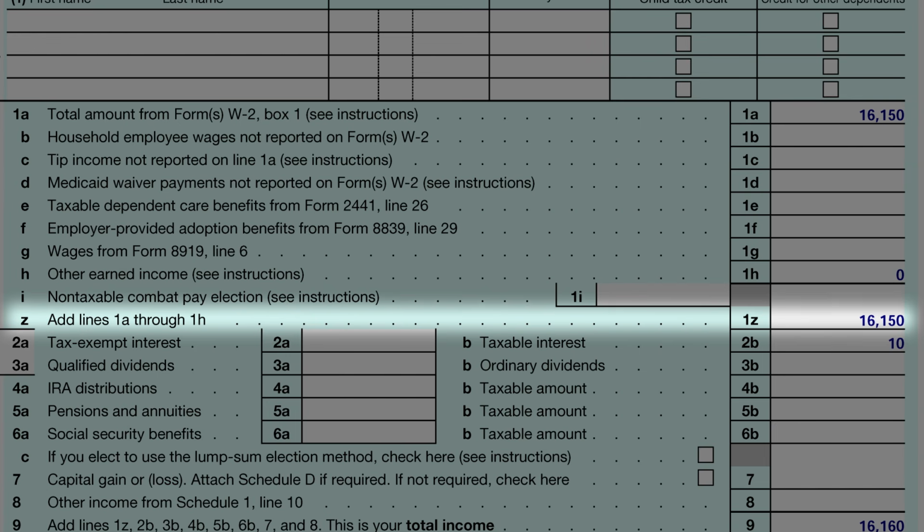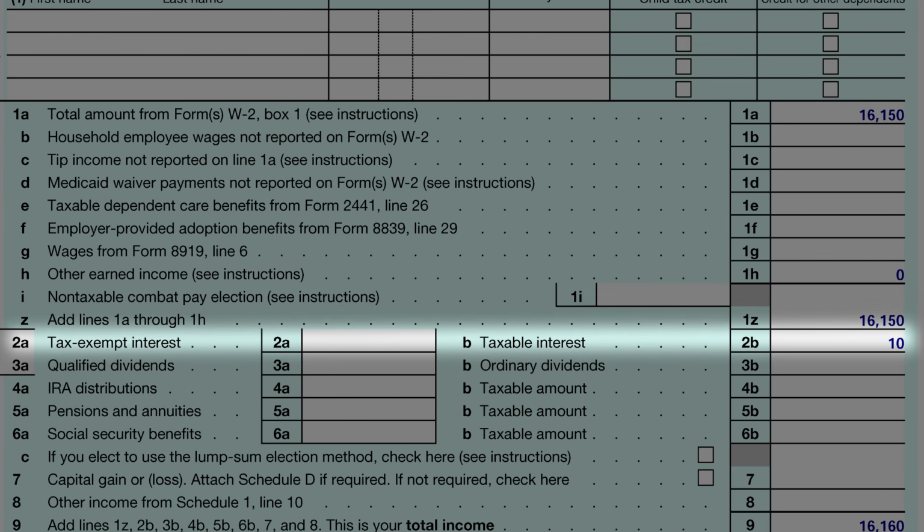Next are questions about tax-exempt or taxable interest. Tax-exempt interest refers to interest income that is not subject to federal income tax. This type of interest is typically earned on investments in municipal bonds, which are issued by state and local governments. Taxable interest, on the other hand, refers to interest income that is subject to federal income tax. This type of interest is earned on investments such as savings accounts, CDs, and corporate bonds. John had $10 in taxable interest from his bank, so he entered it here.